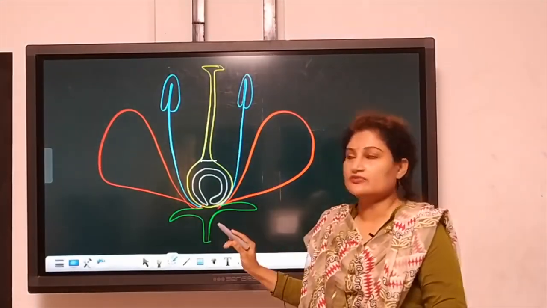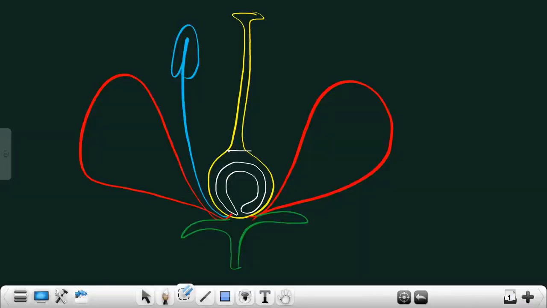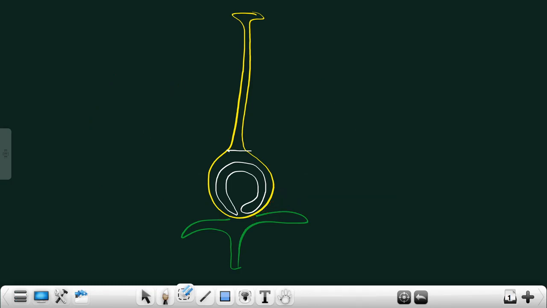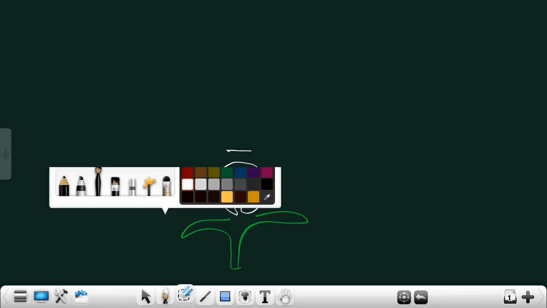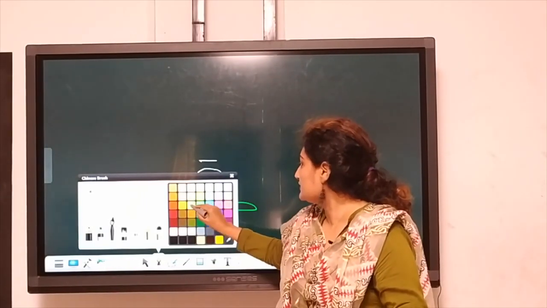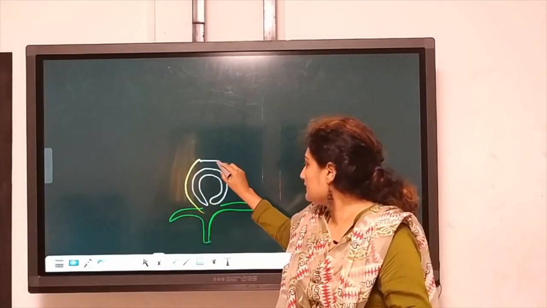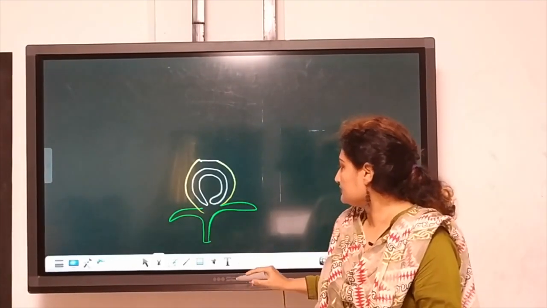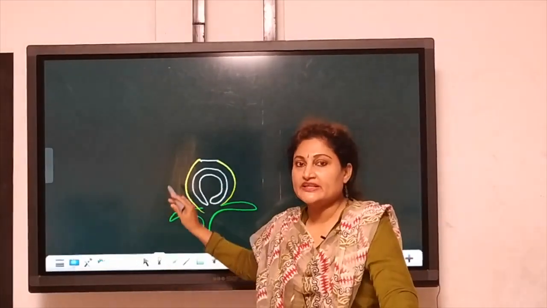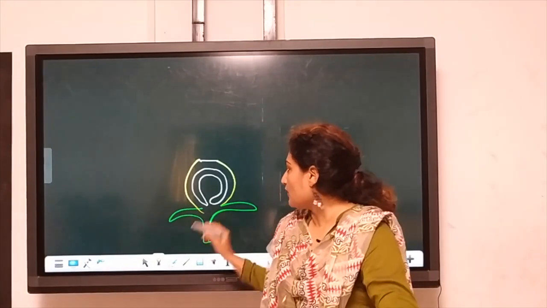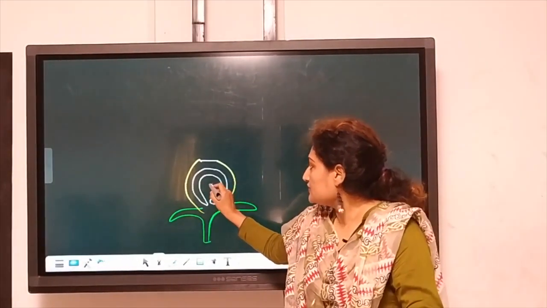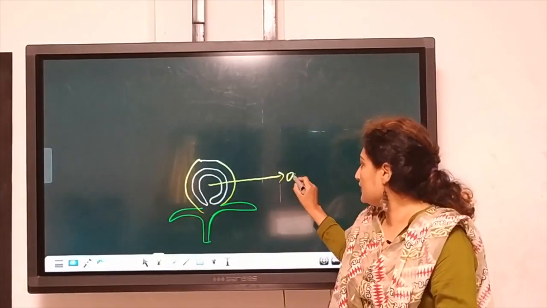The different floral whorls, namely the stamen degenerates, the petals degenerate, and the upper part of the carpel, that is the stigma and style, also degenerates and falls. So what is left? Is the ovary with the ovule. Now, this is the ovule.